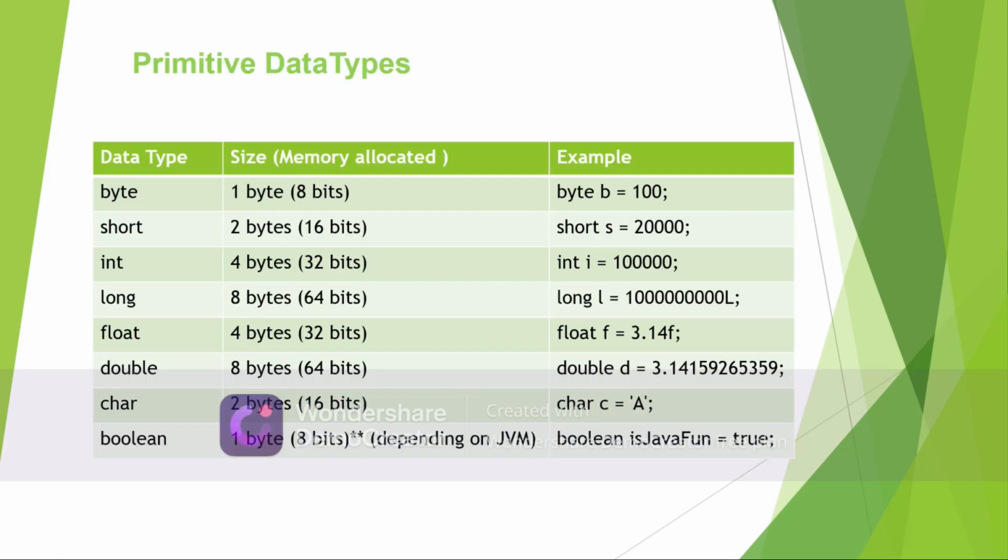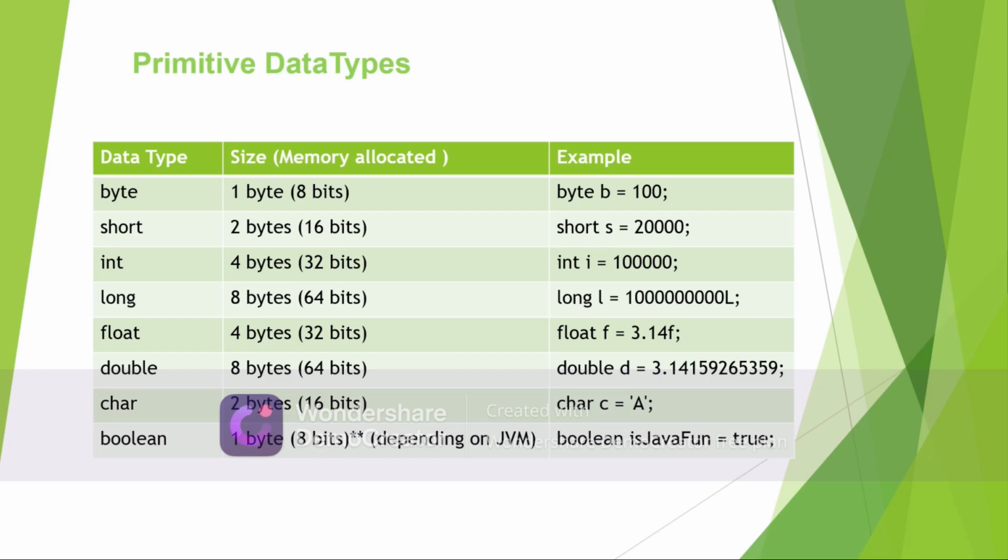So we have primitive data types. Basically, primitive data types hold actual values. They take less memory in stack. They have fixed size. The data types are byte, short, int, long, boolean. We have 8 primitive data types in Java that are predefined by Java.